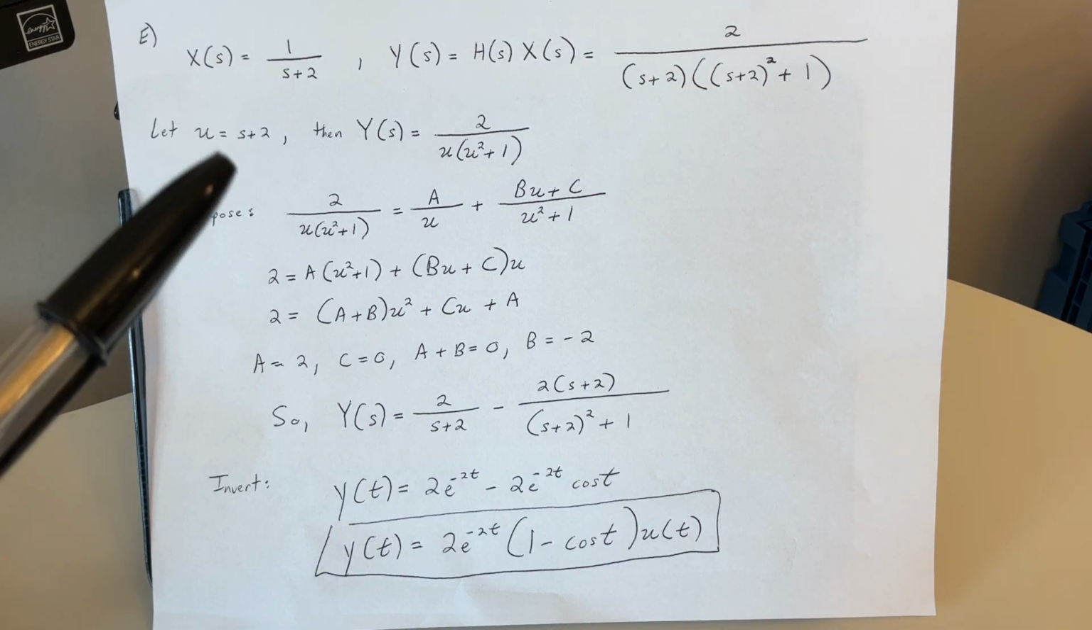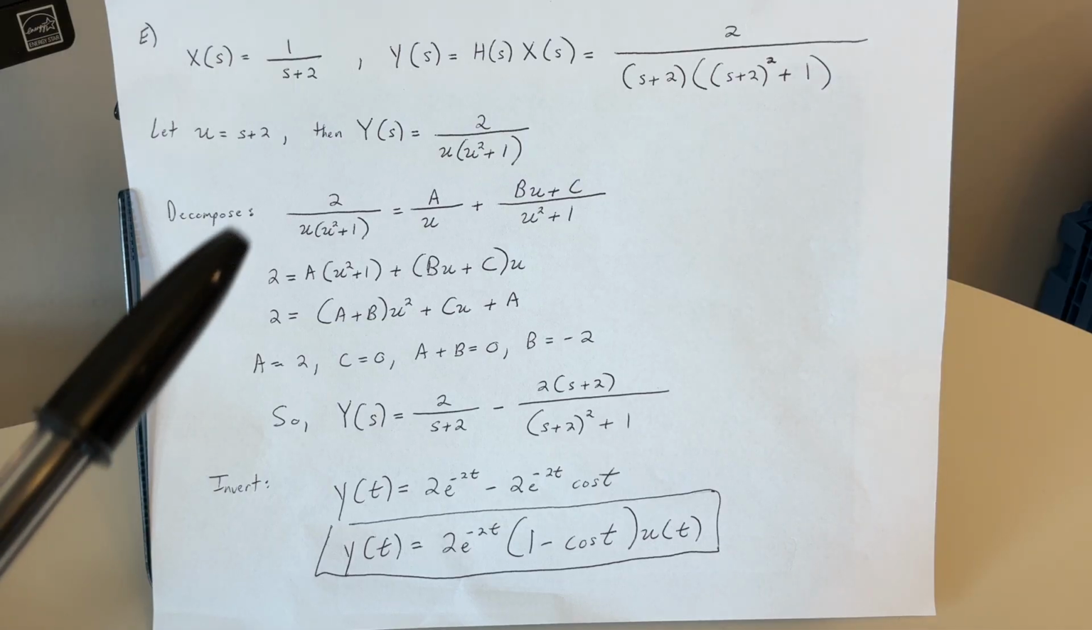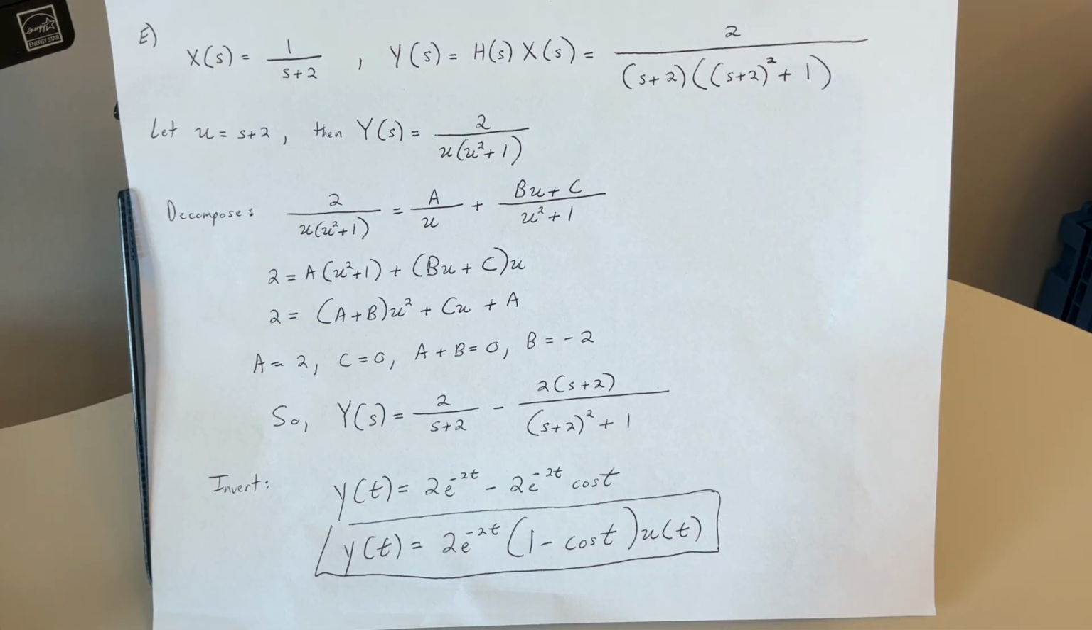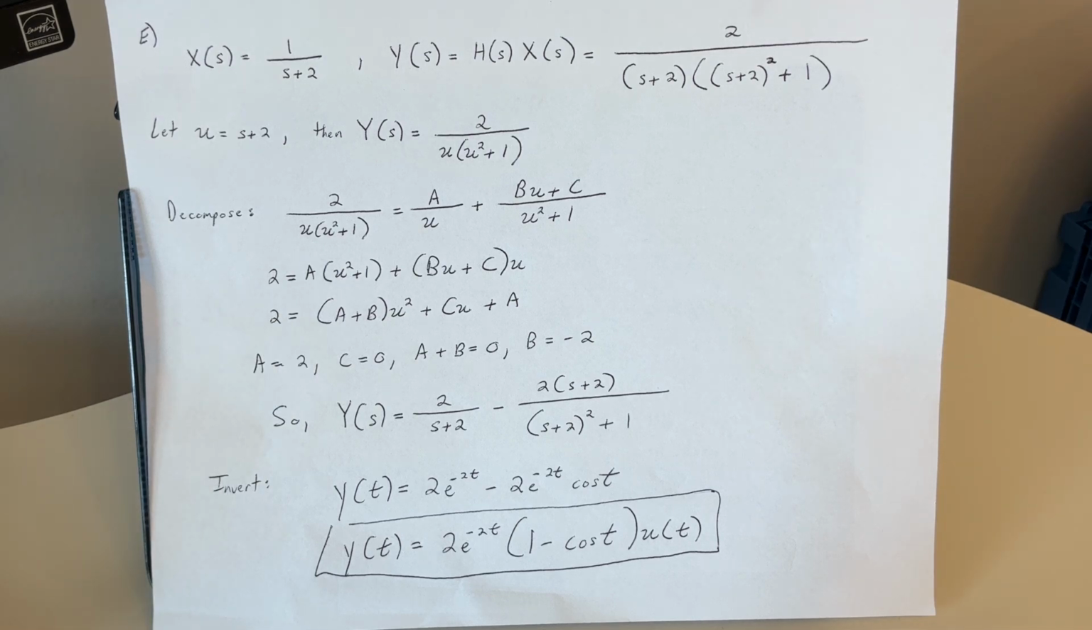We're going to let u equal s plus 2. Then Y of s equals 2 over u times quantity u squared plus 1. Decomposing this, 2 over u times quantity u squared plus 1 equals A over u plus Bu plus C over u squared plus 1. 2 is equal to A times quantity u squared plus 1 plus Bu plus C u. 2 equals A plus B u squared plus Cu plus A. A equals 2, C equals 0, A plus B equals 0, B equals negative 2.